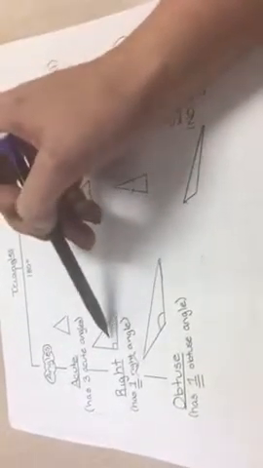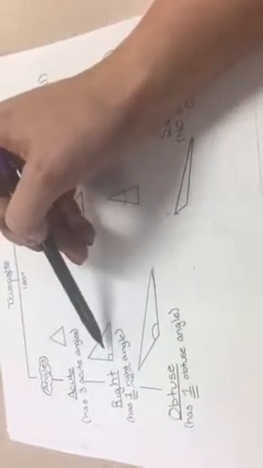A right triangle has one right angle, and we know it's a right angle by the little box inside. An obtuse triangle has only one obtuse angle. Then we broke triangles down by sides.